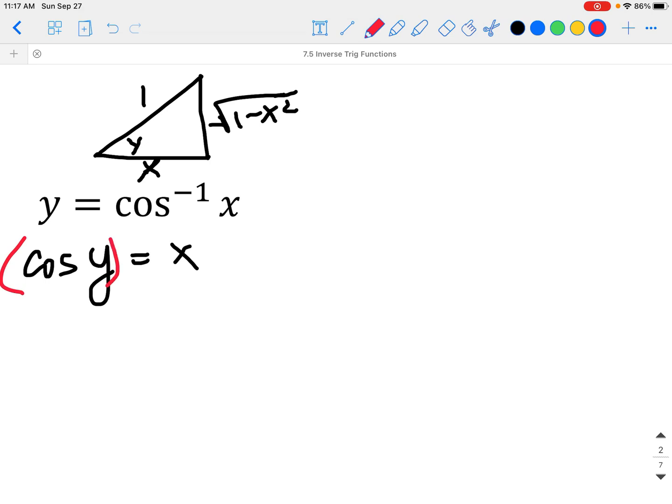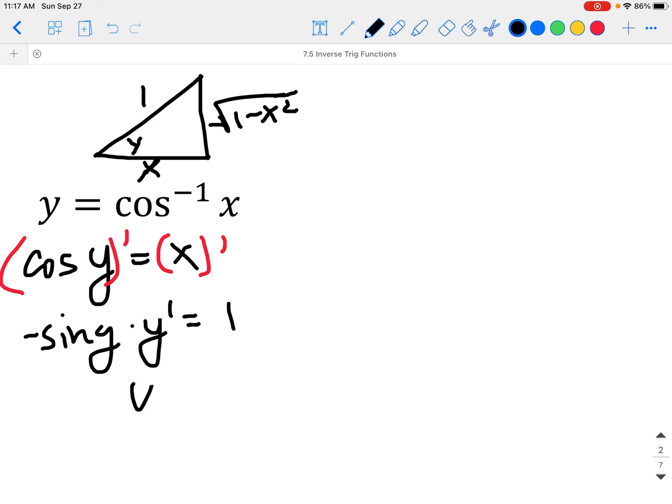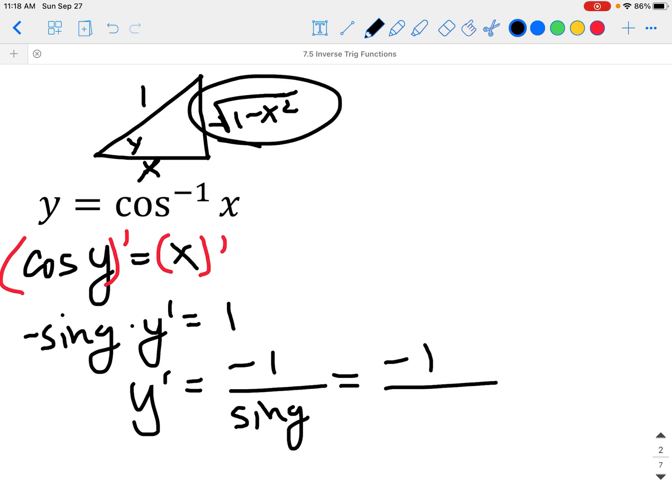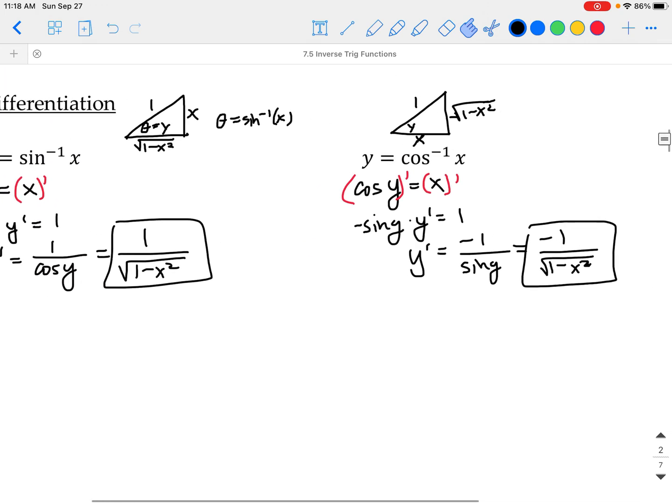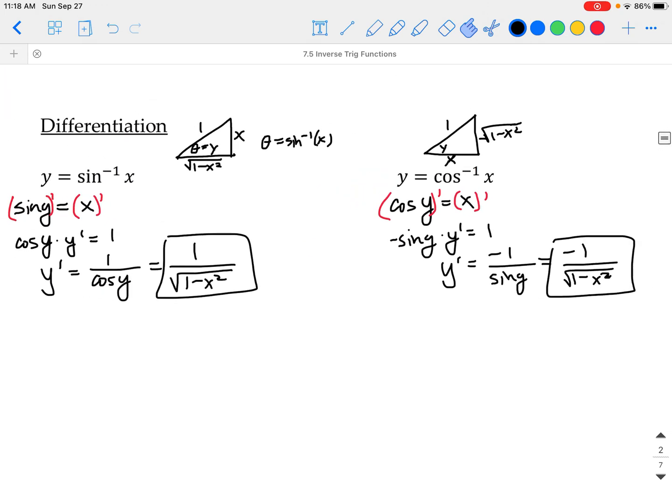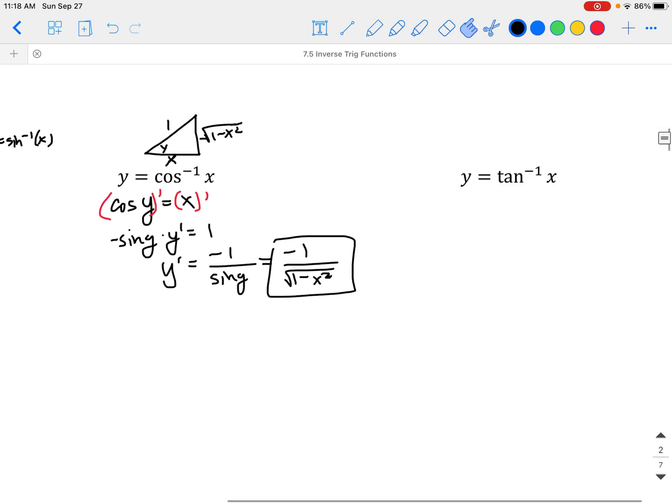So when we differentiate with respect to x, we're going to get negative sine y times y prime equals 1. So y prime is going to equal negative 1 over sine y, which when we substitute the expression for sine y, which is rad 1 minus x squared over 1, we just get negative 1 over rad 1 minus x squared. So again, that opposite relationship carries over for the inverses of sine and cosine, so they're just the opposites of each other, which is nice.